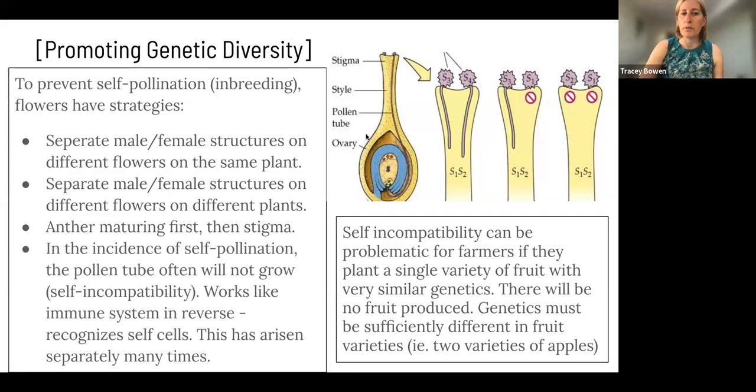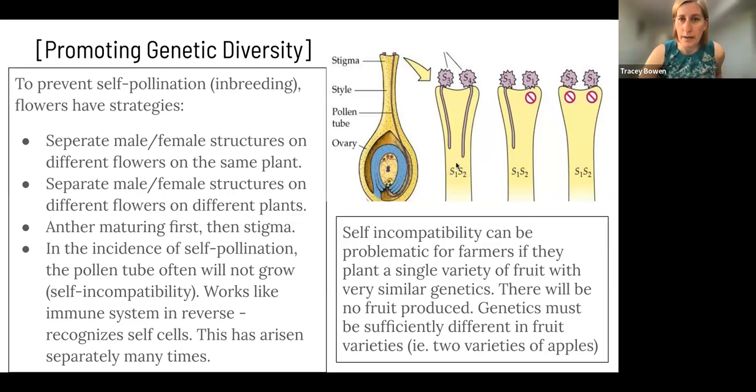So it works like the immune system in reverse. It recognizes self cells. So it's saying these cells are the same as mine, so this process cannot occur. And this prevention of self-pollination has actually arisen many times. So what's going on here is that you can see the different genes that are being detected.